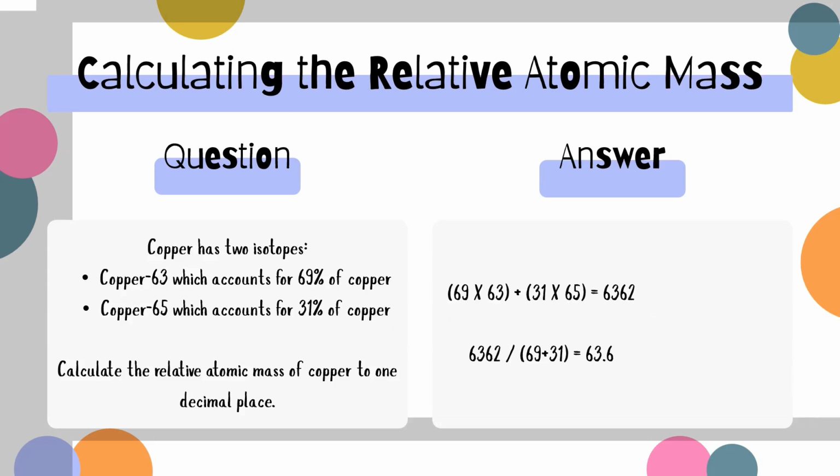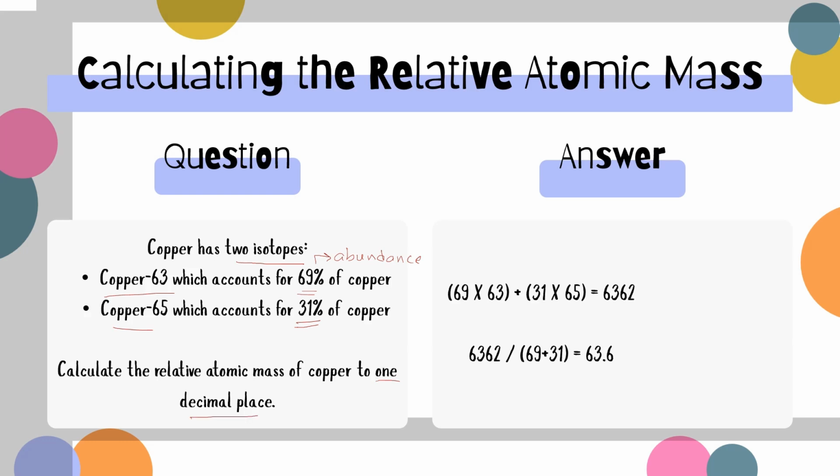Calculating the relative atomic mass for copper. The question for us is, copper has two isotopes, copper 63, which accounts for 69% of copper. This 69% is the abundance. Then copper 65, which accounts for 31% of copper. Can you calculate the relative atomic mass of copper to one decimal place?